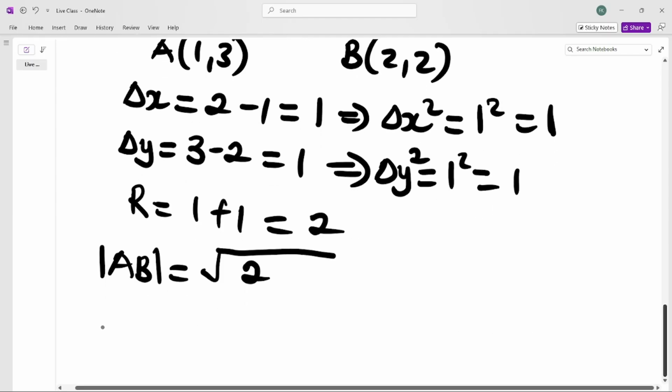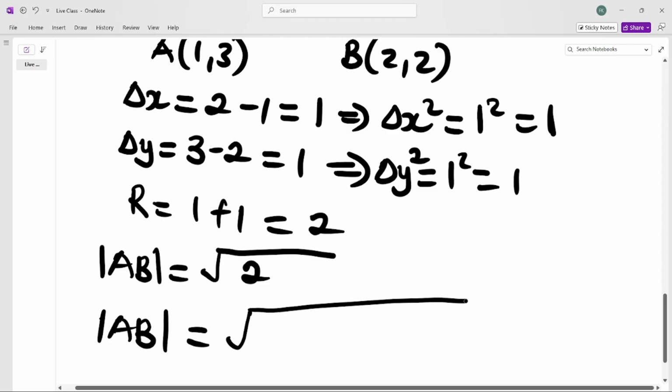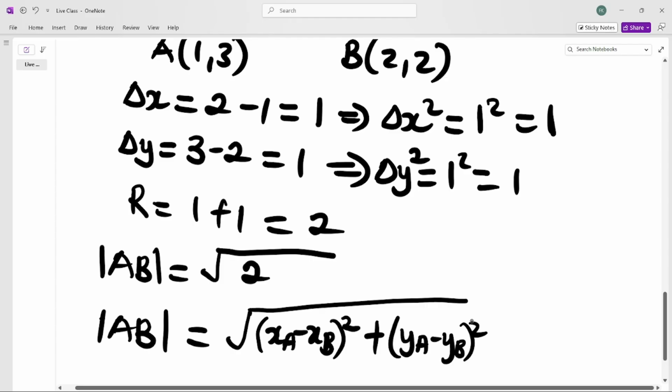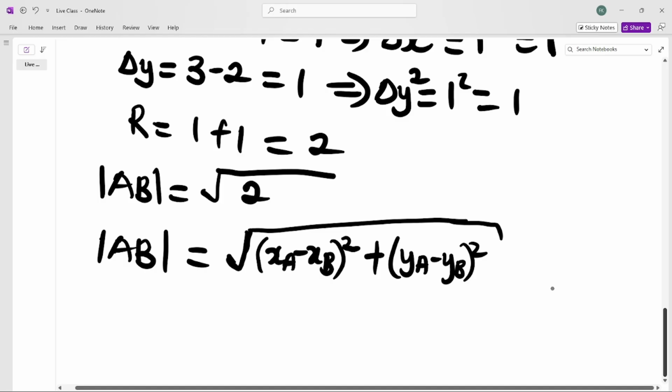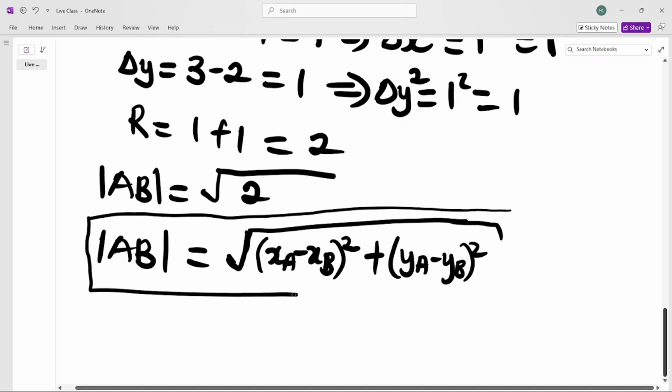So that brings us to the general formula, which we usually use for finding the distance between 2 points, which is equal to the square root of, so we can have x of a minus x of b all squared plus y of a minus y of b all squared. This is the square root of all that. So all the steps that I've broken down, this is what it finally means. This is the final equation to find the distance between 2 points.